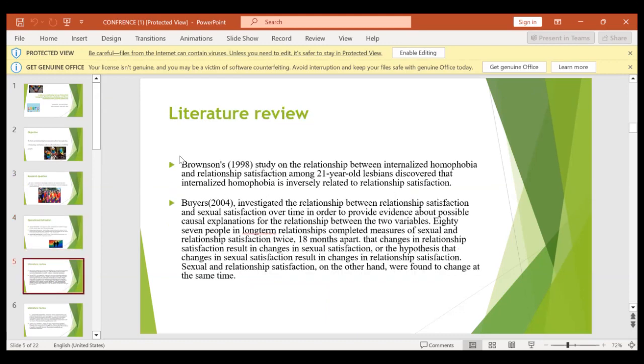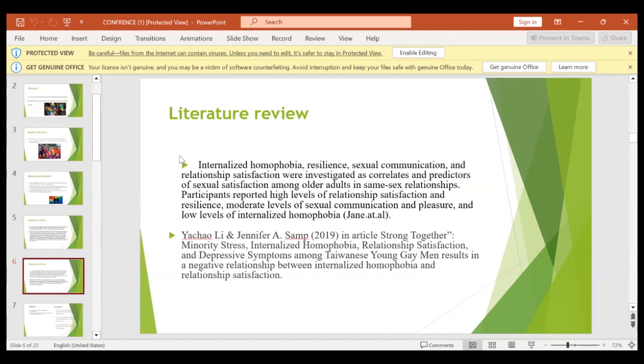Other researchers have done work as well. Bronson had done research which found that internalized homophobia is inversely related to relationship satisfaction. And Byers had done research which shows that sexual satisfaction changes completely when there is a change in relationship satisfaction. Chinese researchers found, in the gay population, a negative relationship between internalized homophobia and relationship satisfaction.